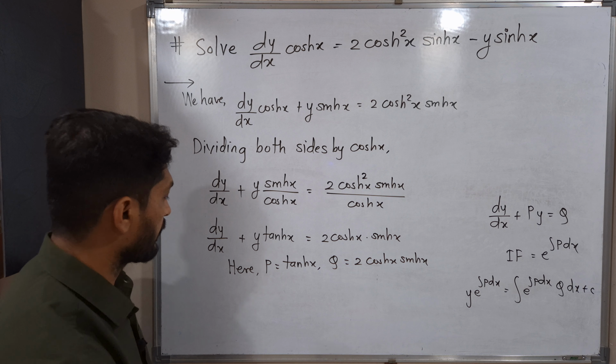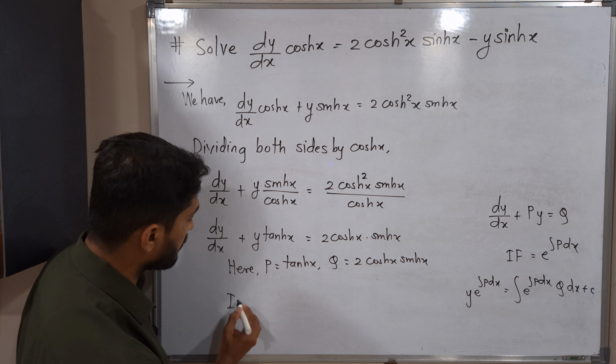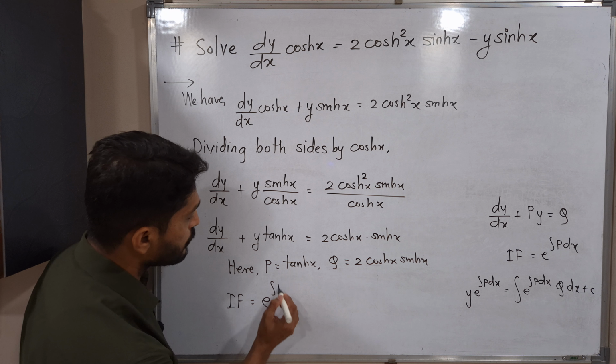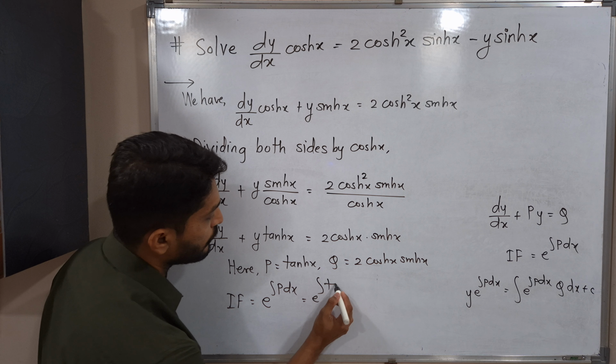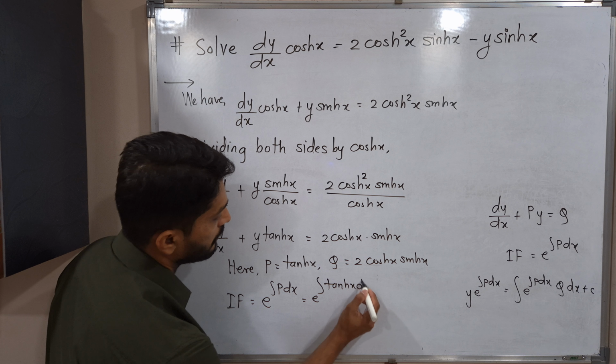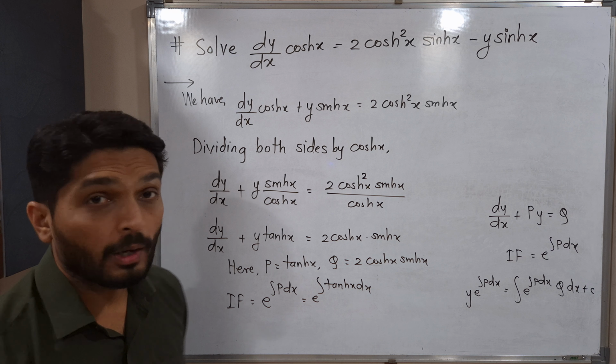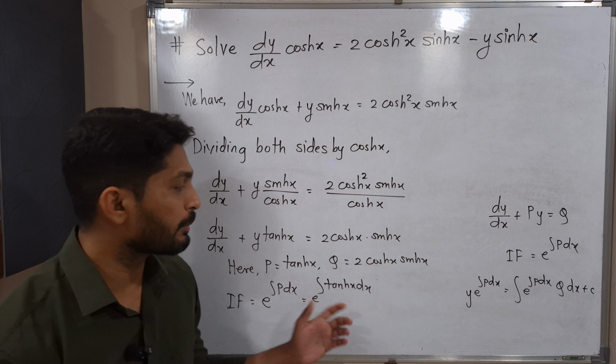So let us find the integrating factor. I will go directly for e raised to integration p dx, which is e raised to integration hyperbolic tan x dx. Now the question is, what is the integration of hyperbolic tan x?